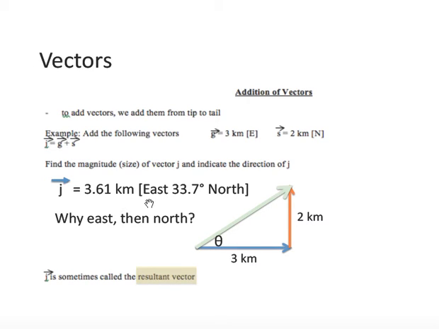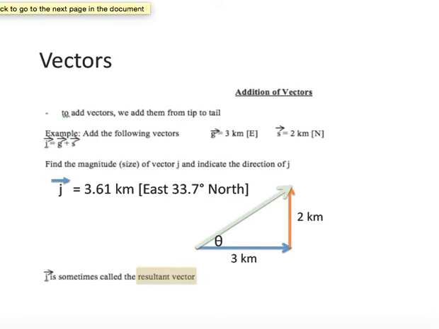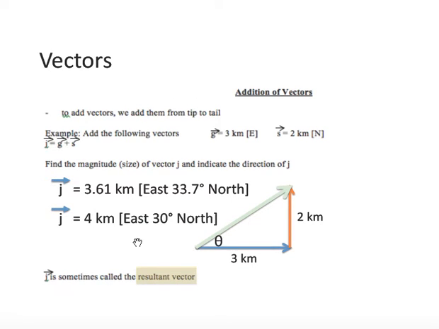Now you may be asking yourself, why did we write east and then north? Why didn't we write north and then east? Well, it's basically just look at the way we drew the diagram. We started by drawing the east vector first, and then the north vector second. That's why we wrote east followed by north. Now, with significant digits, since this only has one significant digit, therefore this number can only have one significant digit. Similarly, for the angle as well, one significant digit.